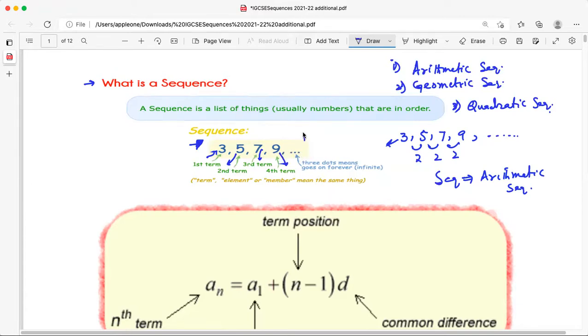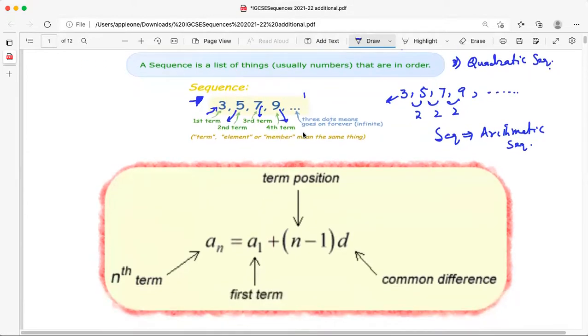Now, we have a rule for arithmetic sequence to find a particular term. Like if I'm saying, give me the nth term, like the 10th term, so I call that the nth term. And for the nth term, I have this formula. See, an is equal to a1 plus n minus 1 into d.